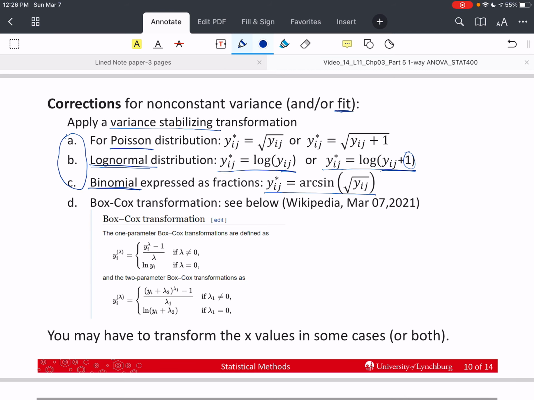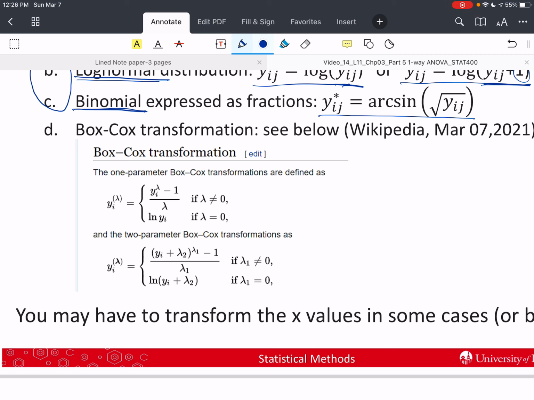The Poisson distribution is the same. It could be the square root of y, or it could be the square root of y plus 1 to keep you away from 0. Okay? And the most likely transformation you would use for normality would be the Cox transformation. It transforms the data into a normal distribution, but it is a little more complicated. I have pasted this from Wikipedia on their Cox transformations. And so we have the 1-parameter Cox transformation and the 2-parameter Cox transformation. So these are the transformations you'd have to apply.